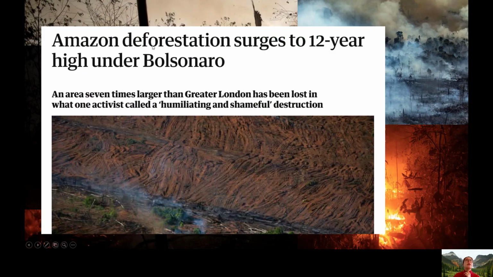Amazon, this is a headline from the Guardian newspaper. Amazon deforestation surges to 12-year high under Bolsonaro. This is the current Brazilian president who has not been taking a stand against deforestation and has been largely not doing very much to stop deforestation.